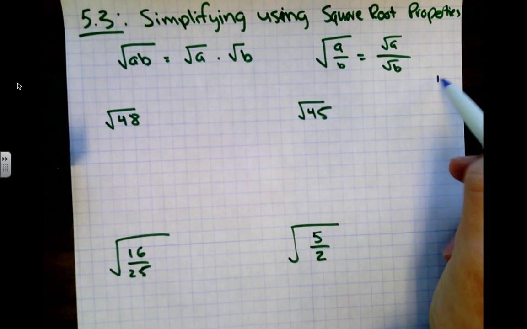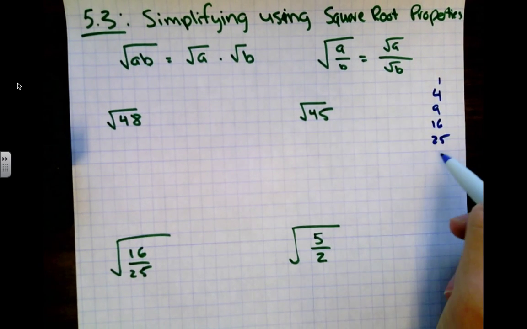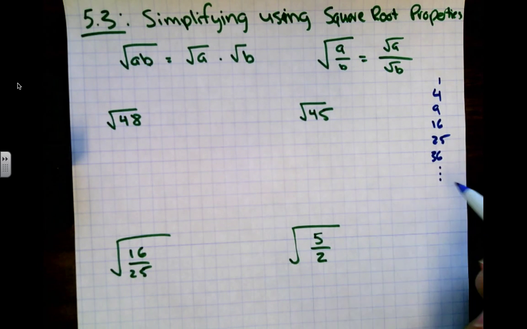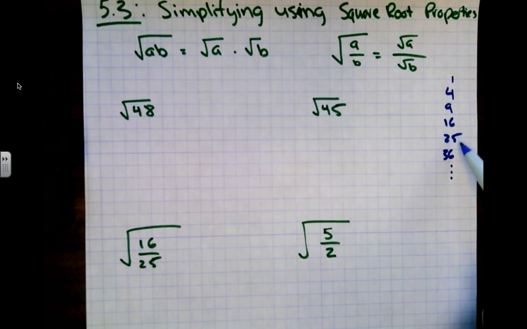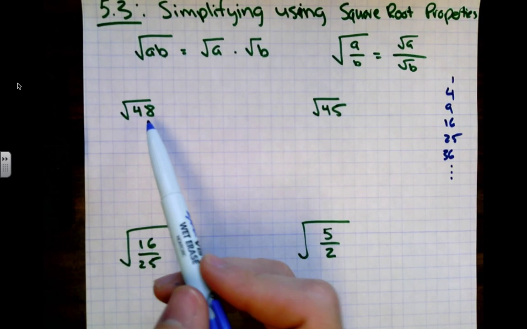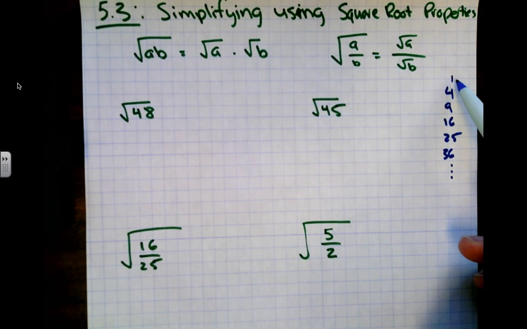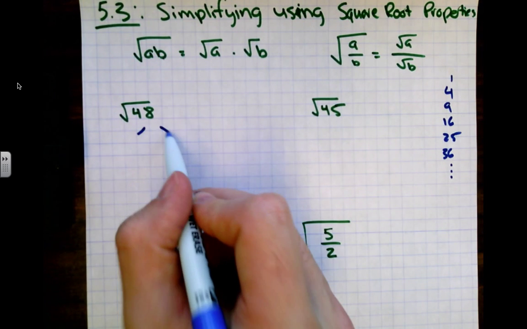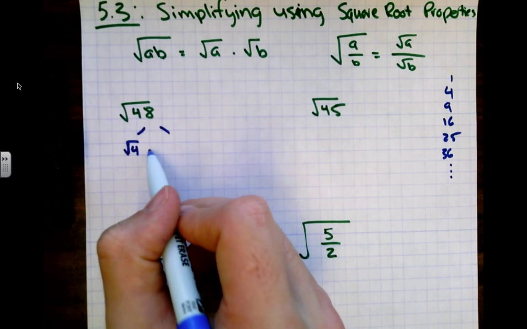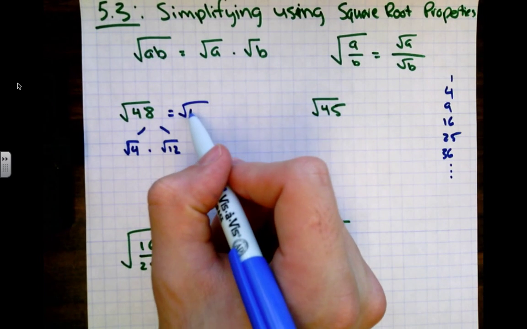So what would help me is if I had all of these numbers written down on the side, and it could continue onward and onward. Just knowing the square numbers is really going to help. So what I need to think about is which of these numbers is a factor of 48. I say 1, well that's obviously a factor of it, but that's not going to help me simplify. If I look at 4, 4 does go into 48. So what I could really do is write this as the square root of 4 times the square root of 12, because I know that this is true.